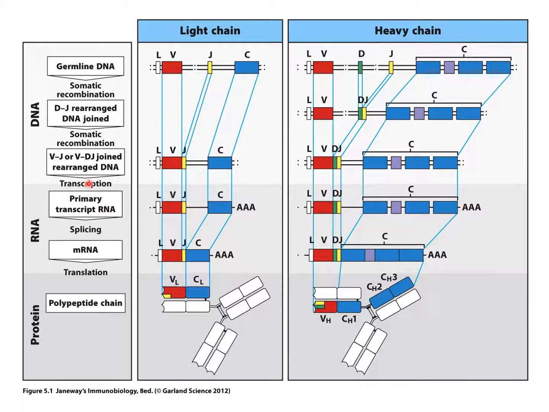Rearrangement there, parts of the DNA cut out, others spliced together. Then you're going to get the primary transcript splicing that you've learned in cell biology, genetics. Get rid of the introns, keep the exons. mRNA gets translated, now you have a polypeptide chain. So when you look at the DNA, the double helix, what you see are different loci, L, V, J, C. There's some intervening sequences in between these.